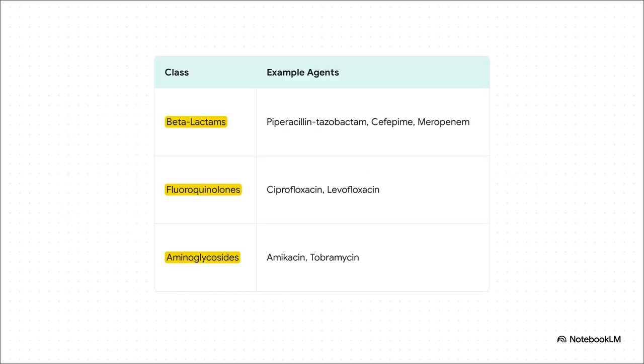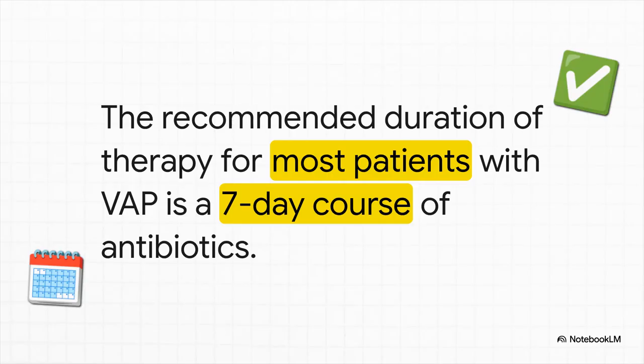So when you decide you need that double anti-pseudomonal coverage, what are your options? This table lays out the main classes, but here's the most important rule. You have to pick 2 agents from different classes. You can't just pick 2 beta-lactams. The whole idea is to attack the bacteria from 2 different angles. So you might pair up a beta-lactam, like Zosyn, with a fluoroquinolone, like Levaquin. It's about strategy.